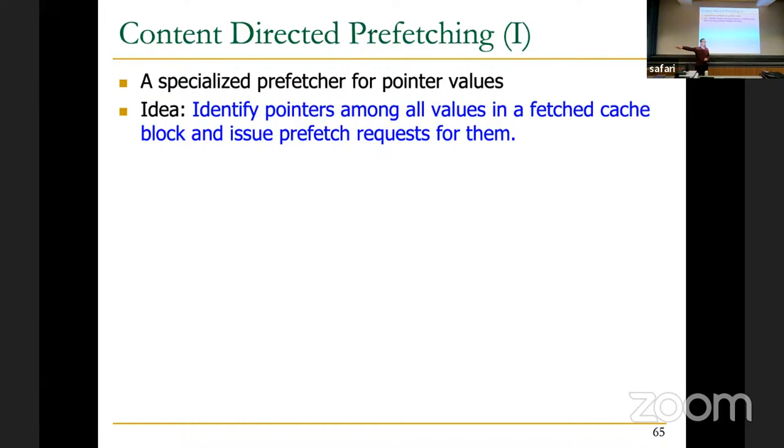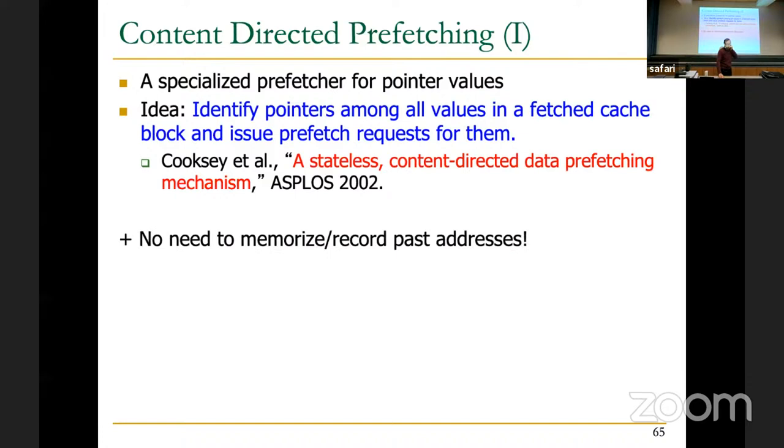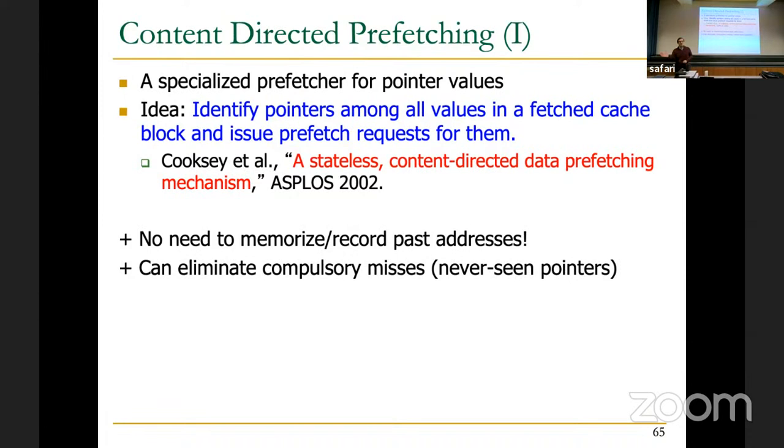So that's the idea. It's a nice idea, and it's introduced in this paper. And the beauty of this is it's stateless, as the title also suggests, right? You don't need to memorize or record any past address for this to work. You just scan the cache block that you fetched. It can eliminate compulsory misses, never-seen pointers, basically. So it gets rid of a lot of the problems with address correlation-based prefetching, yet it still operates based on addresses, not deltas. So it doesn't have the downside of delta predictability.